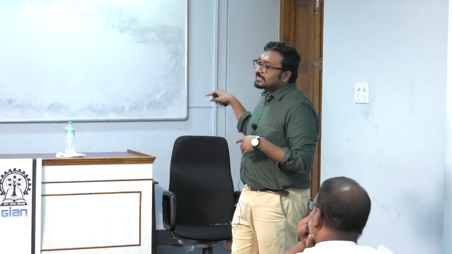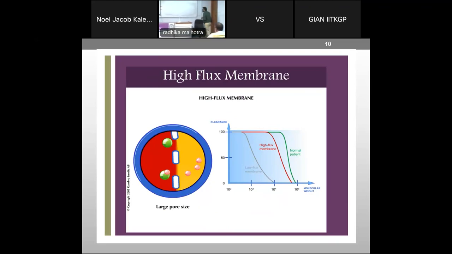Okay, so this is the picture of a high flux membrane. If you can see the green line at the end, that's how a normal kidney functions. The plot is between clearance and molecular weight. Again, it's a log graph. So the normal kidney function is the green one on the extreme right that you see. This is a normal kidney.